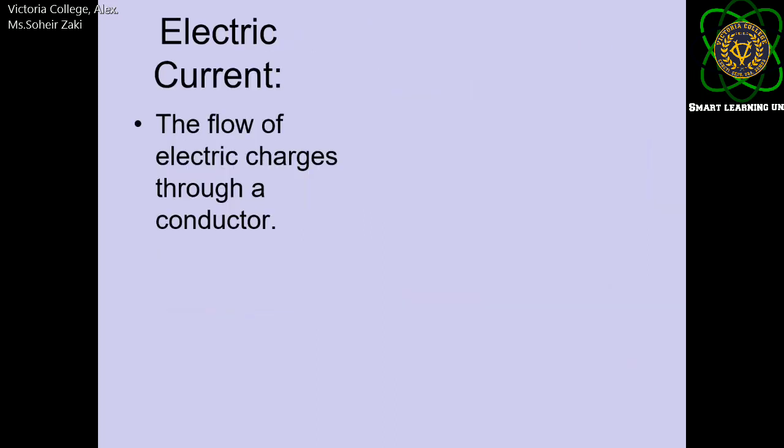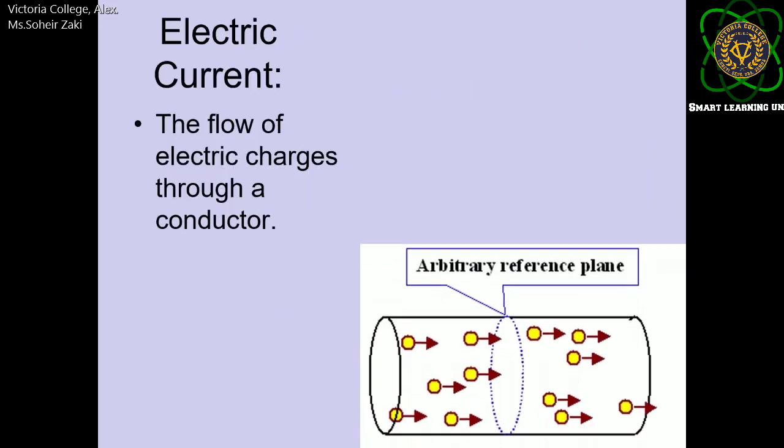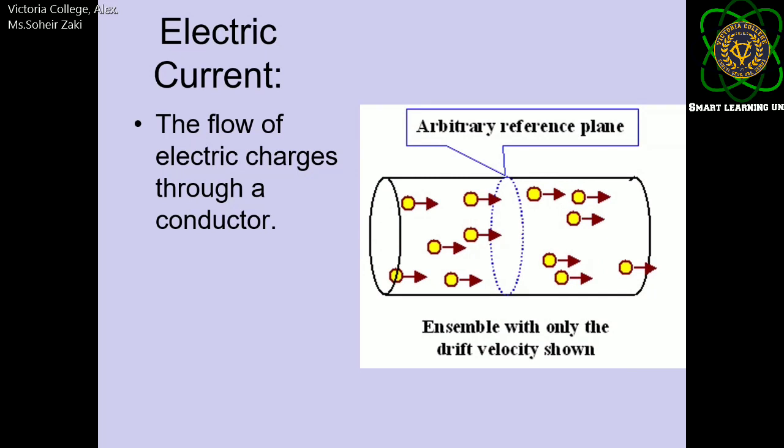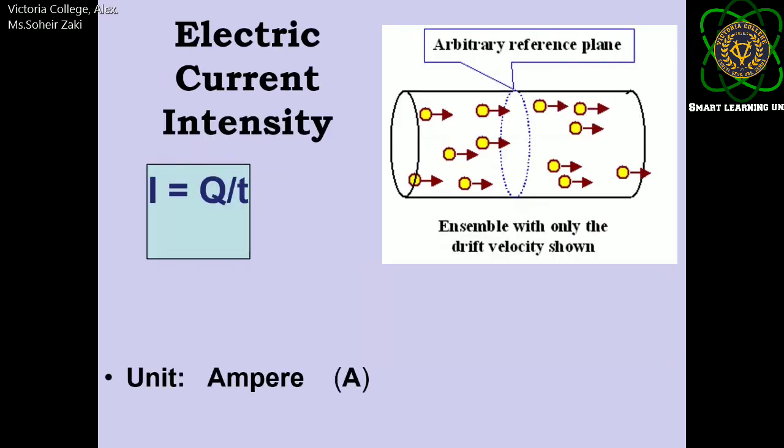So what is meant by electric current? Electric current is the flow of electric charges through the conductor. We have three properties that we have to measure about the electric current. The first one is the electric current intensity, and we can calculate it by using this rule. The current intensity equals the quantity of electric charges divided by the time in seconds, I = Q/t. And the unit used to measure the electric current intensity is called ampere.